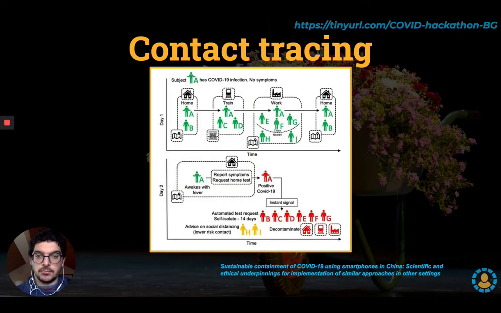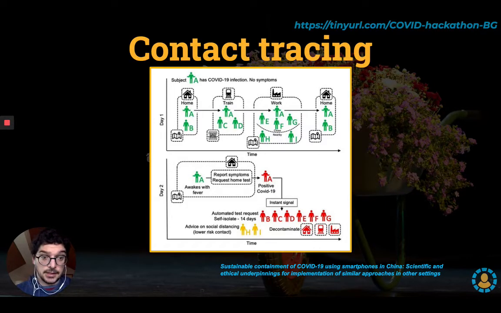How would that work in practice? Well, you could do contact tracing. So what does that mean? It means that someone, let's say subject A, would go about their day, on day 1, not knowing they have COVID. They are not showing any symptoms. So they would go around their day at home, in the train, at work, and back at home, and live a normal life, more or less. But then on day 2, they would wake up with a fever. So they would know right away, oh, something's wrong, let me take the test. They take the test, it is positive.